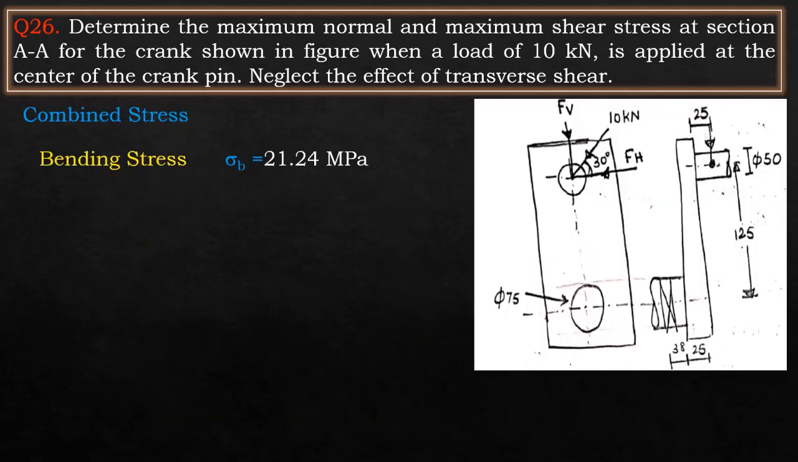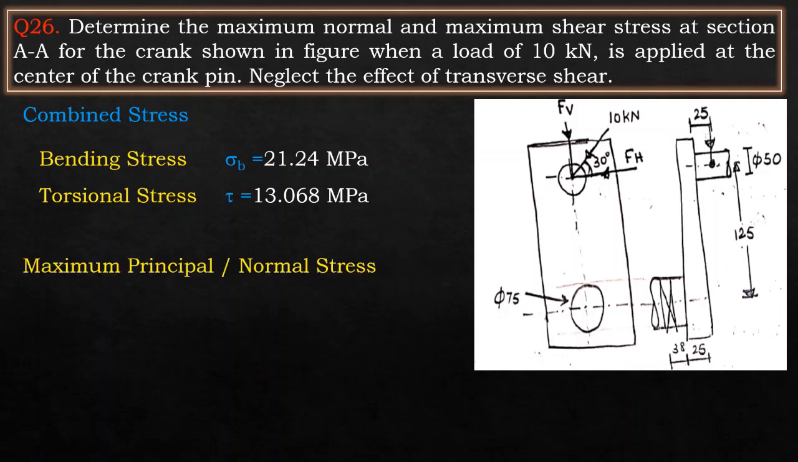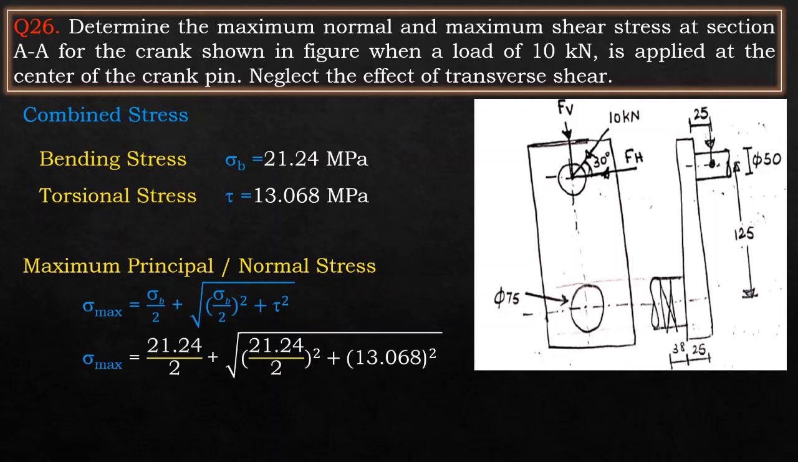Now let us determine the combined stresses. The combined stresses, because of bending stress, which having a value of 21.24 megapascals, and the torsional stress 13.068 megapascals, can be determined by using maximum principal or normal stress theory, which is given by the equation sigma maximum is equal to sigma b by 2 plus root of sigma b by 2 whole square plus tau square. By substituting the values of sigma b and tau in this equation, we will be able to determine the maximum normal stress, whose value is 27.459 megapascals.